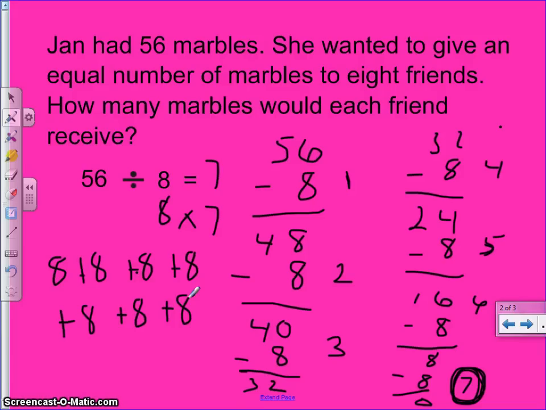So I can check my answer now. 7 times 8, well, if I did 8 plus 8, that's going to give me 16, right? So here's 16. Then I add another 8. It's going to give me 24. Notice how all my answers here are multiples of 8. And eventually I'm going to find that 7 times 8 is 56. So I know that I did this correctly. 56 divided by 8 is indeed 7.